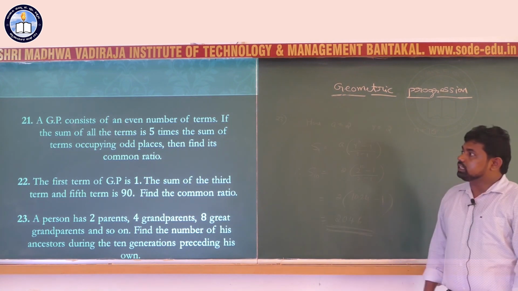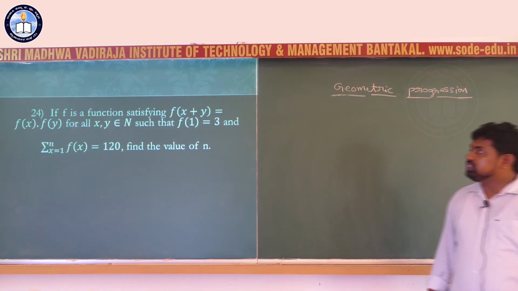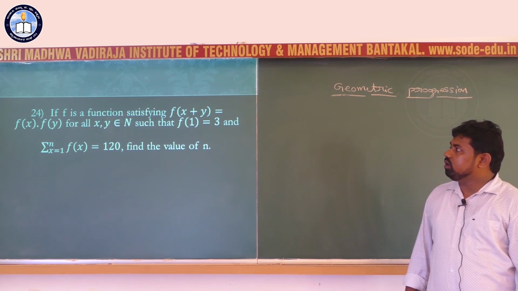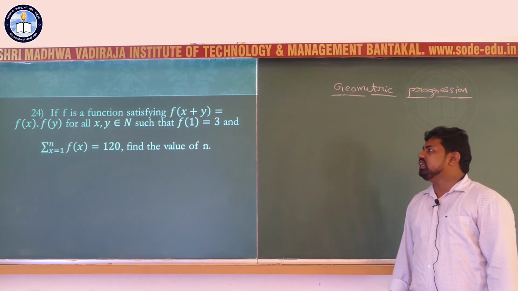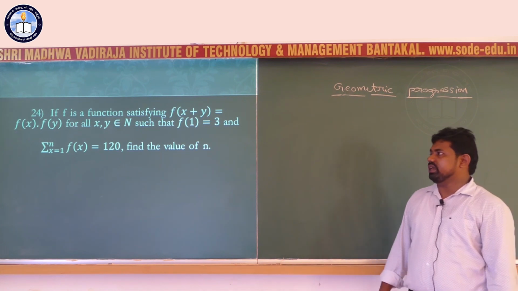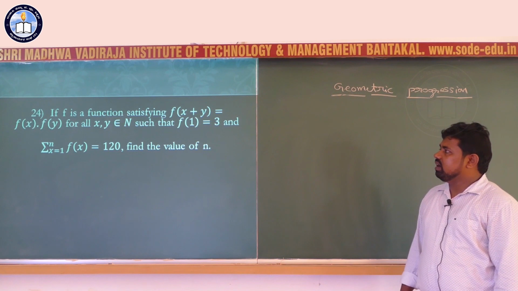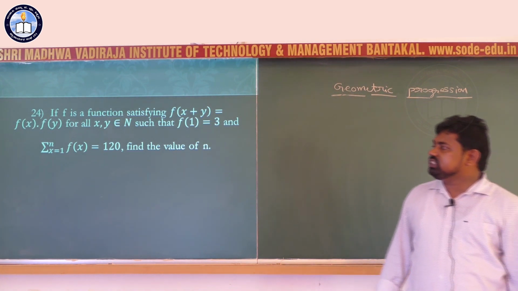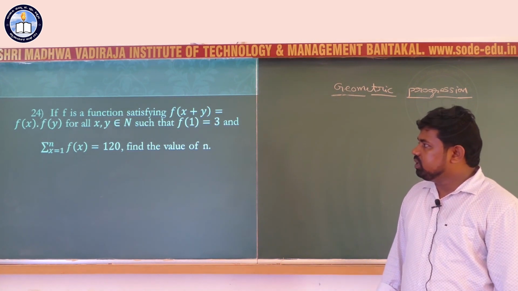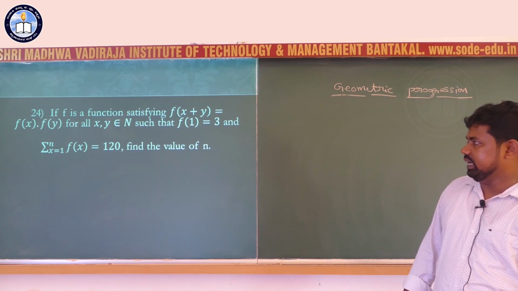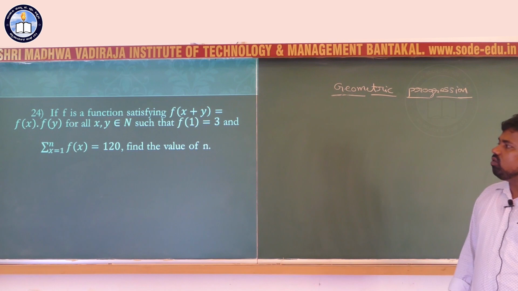Next problem. If f is a function satisfying f of x plus y equal to f of x into f of y for all the natural numbers x, y such that f of 1 equal to 3 and summation running from x equal to 1 to n f of x equal to 120. Find the value of n.